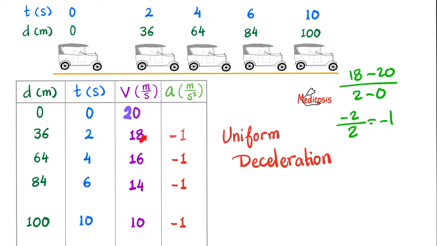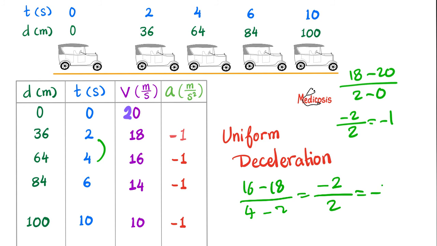How about doing it from here to here? Okay, so it is 16 minus 18 over 4 minus 2. 16 minus 18 is negative 2. And 4 minus 2 is just 2. This will give me negative 1 meters per second squared. And you can repeat this from here to here and from here to here. Also from here to here and from here to here. And you get the same negative 1 each time, proving that this is uniform deceleration.